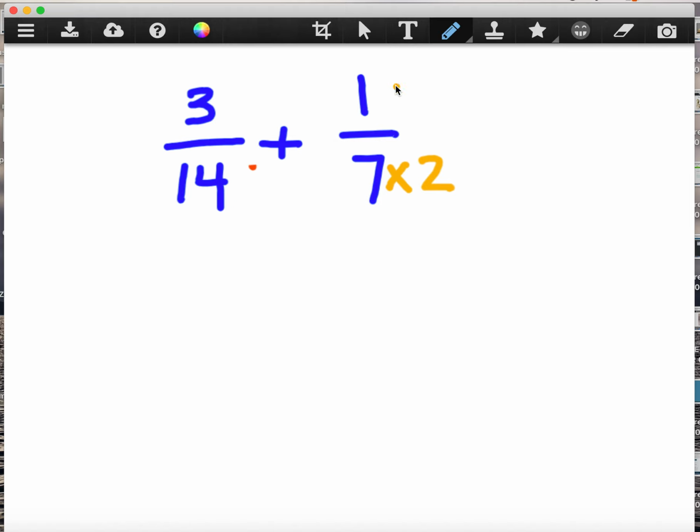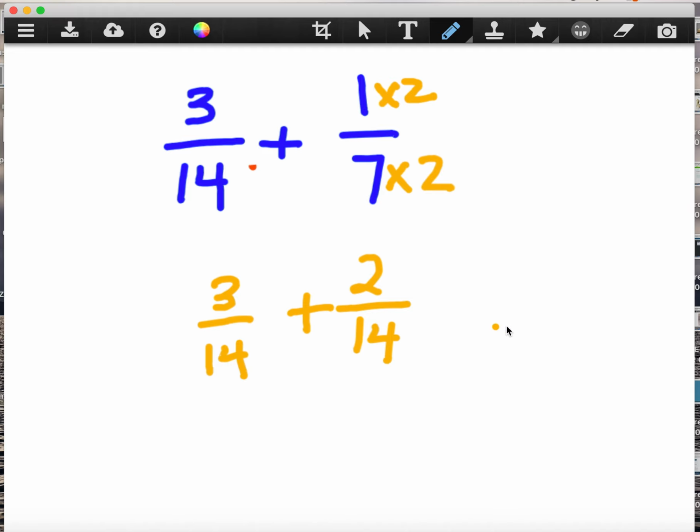Whatever I do to the bottom, I'm going to have to do to the top. So 2 times 1 is 2. 2 times 7 is my 14 that I needed, right? I'm adding. And I go ahead and just keep this the same. Keep my denominators. That's how it's cut up. That does not change. And add my numerators.